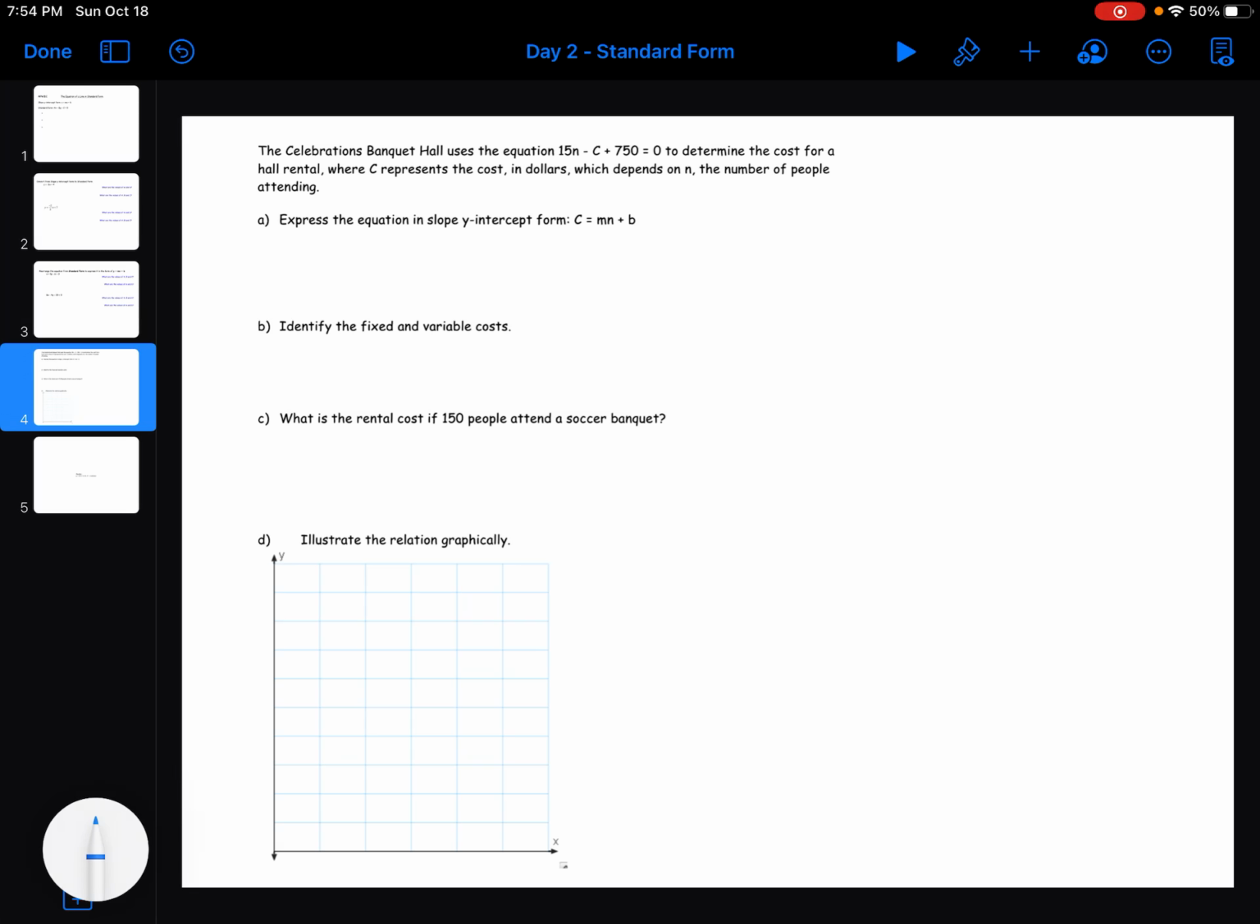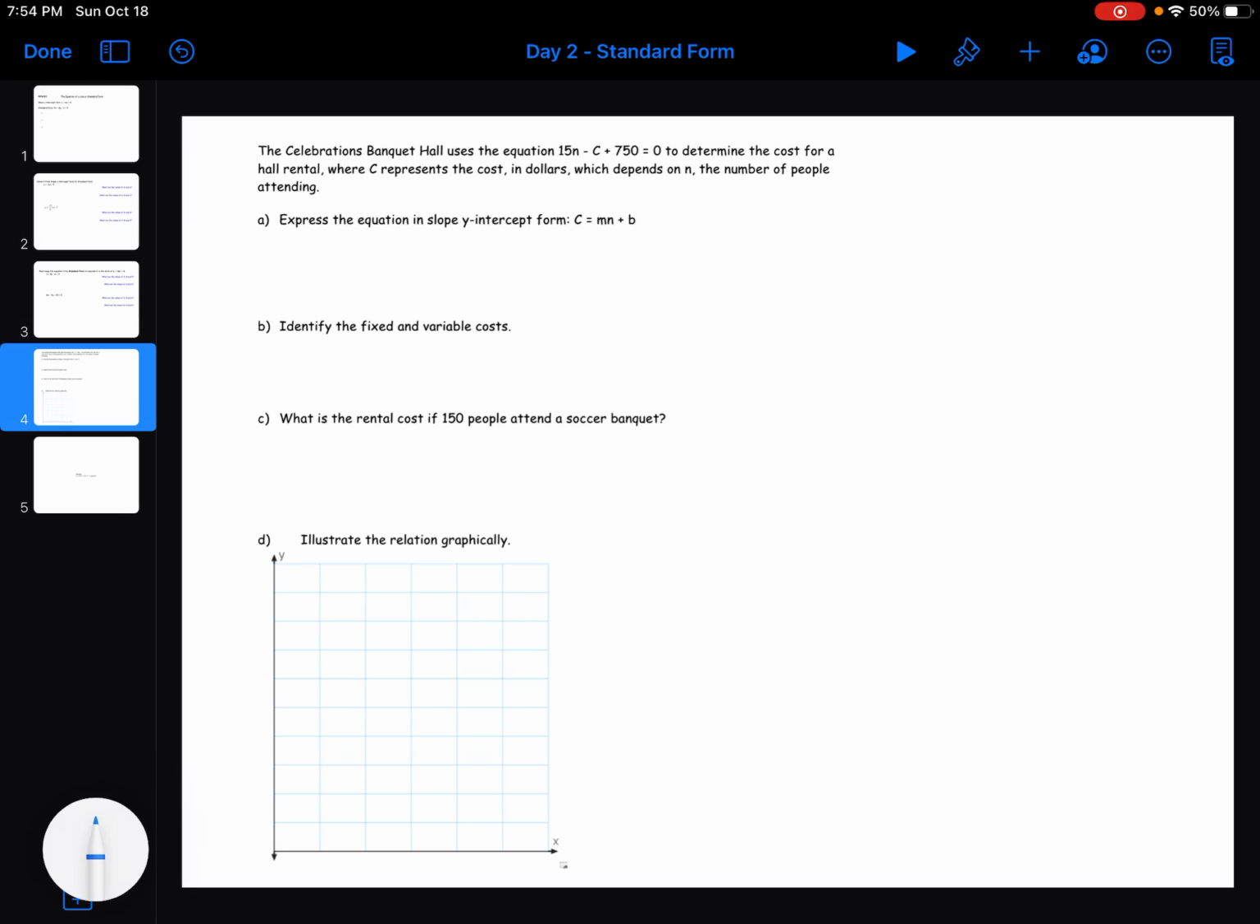What's the cost of the rental if 150 people come to the banquet? Okay, we've got a soccer banquet. So what we're going to do is use our equation and sub in 150. Now we need to make sure we do BEDMAS. So we're going to do the multiplication first. So 15 times 150 plus 750. So we end up getting 3,000.